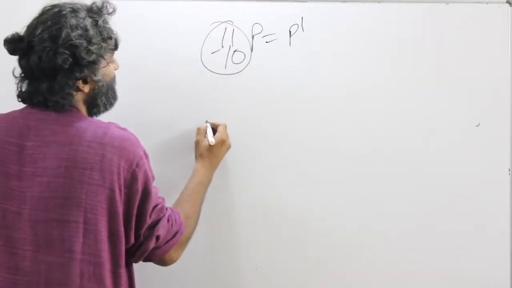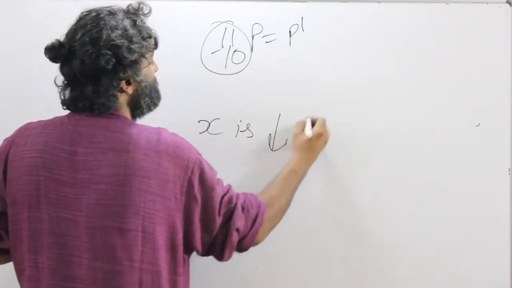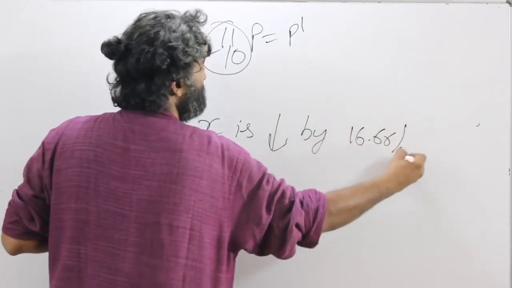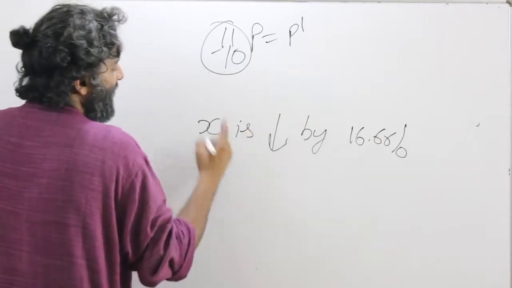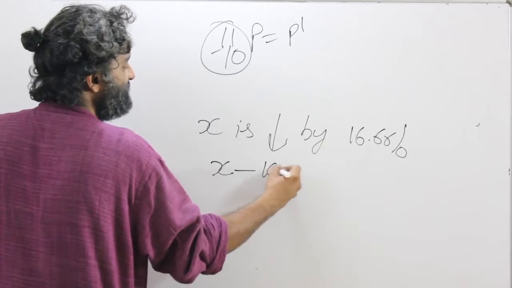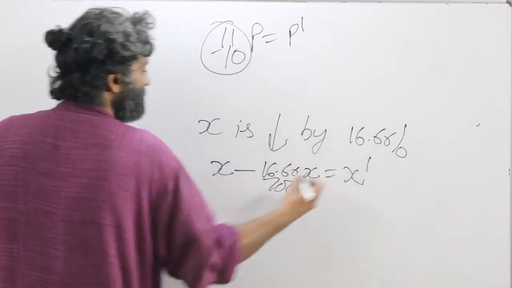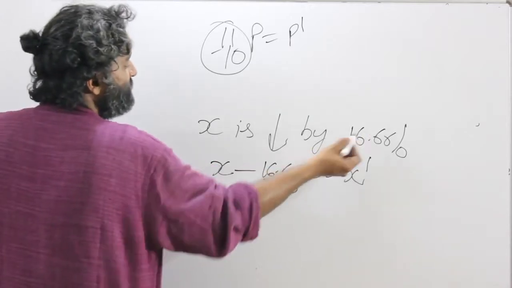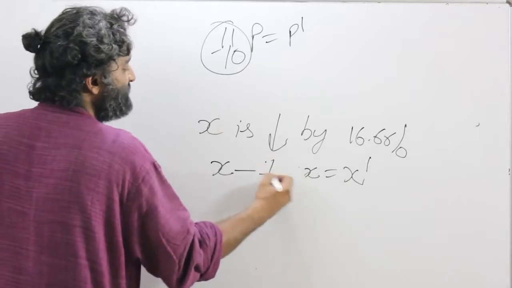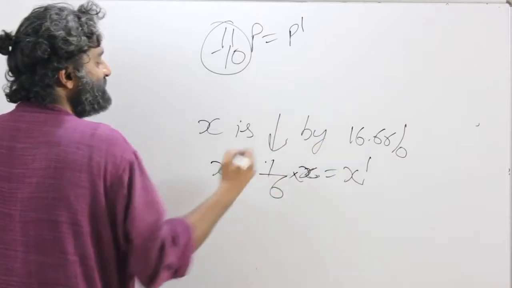Let's say it was given that X is decreased by 16.66%. Now I will still write the step, in the next one I won't. X is decreased: X minus 16.66 by 100 of X is equal to X dash. Now 16.66%, it will not be too easy to calculate, but if you have it in your memory, it is nothing but 1 by 6. So X minus 1 by 6 X is equal to X dash.